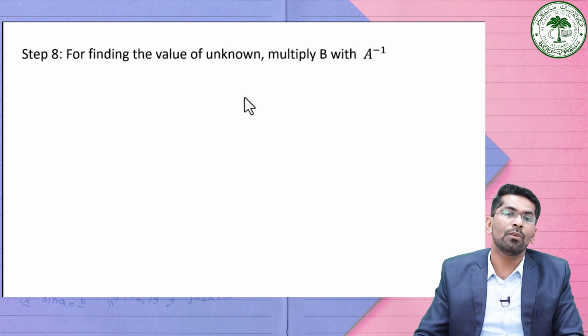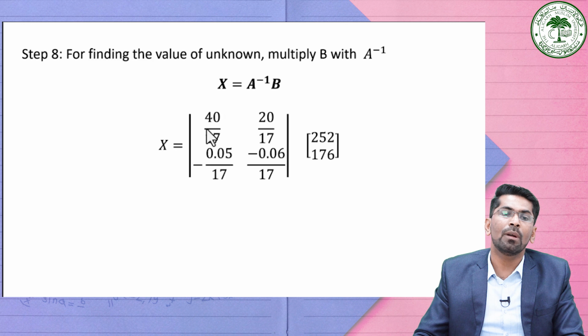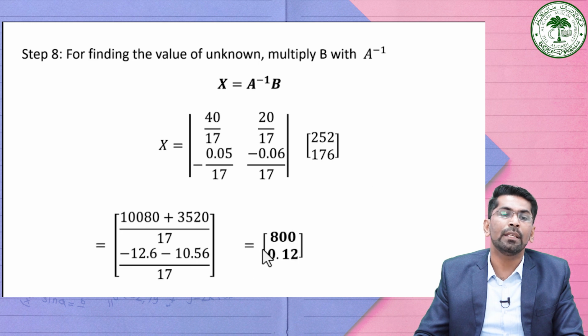See, after getting the inverse of the matrix, we are going to multiply it with the constant matrix B, so that we will get the values of the unknown variables. So X is equal to the inverse into the constant matrix B. The inverse we have already estimated here, and we are going to multiply it with the constant matrix, which is 252 and 176. So we have a 2 by 2 matrix and a 2 by 1 matrix. Of course, multiplication is possible, and if you multiply them, it will produce a 2 by 1 matrix. So if you multiply, it is equal to 800 and 0.12.